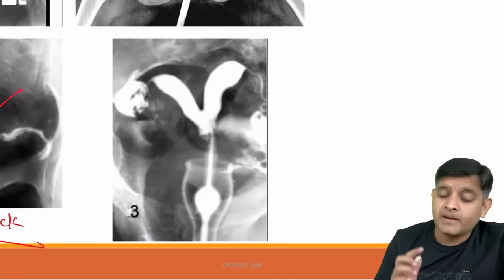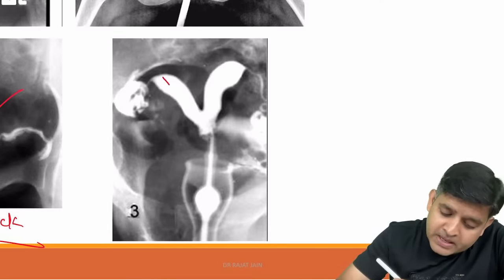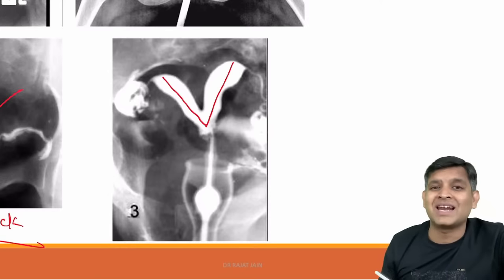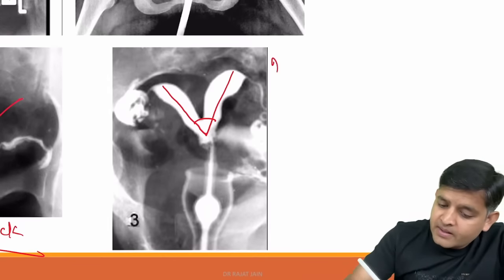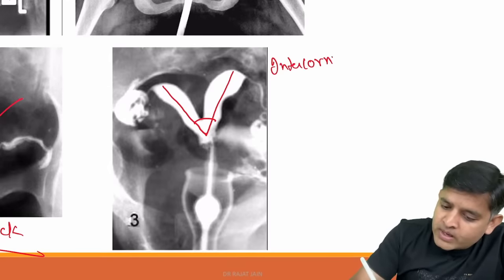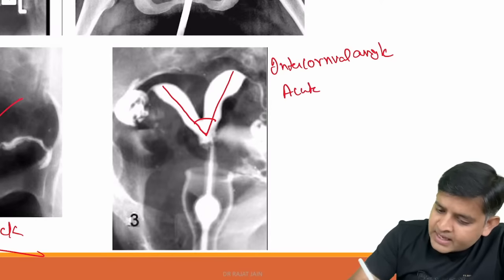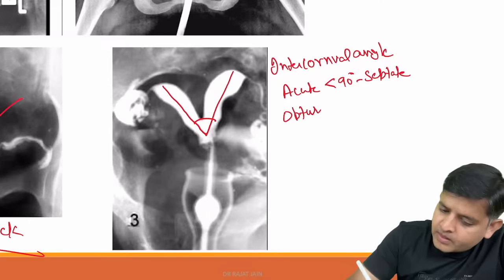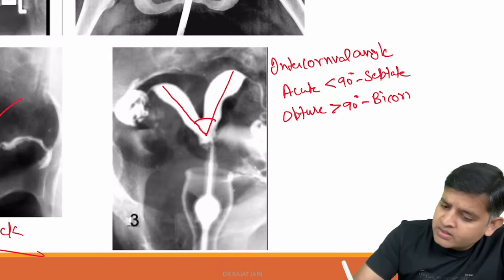Whereas what is this? This could be a septate uterus or this could be a bicornuate uterus. So the simplest form is draw a tangent like this, draw a longitudinal axis and make this angle. This is called as intercornual angle. Just remember only one very, very small point. If the intercornual angle is acute, meaning less than 90 degrees, it is a septate uterus. If it is obtuse, that means more than 90 degrees, then it's a bicornuate uterus. That's all. There is no other point.